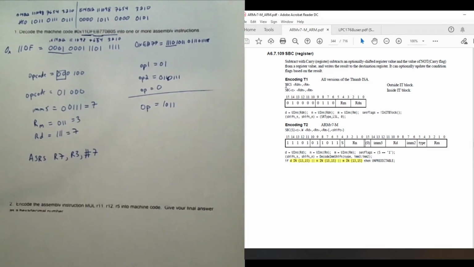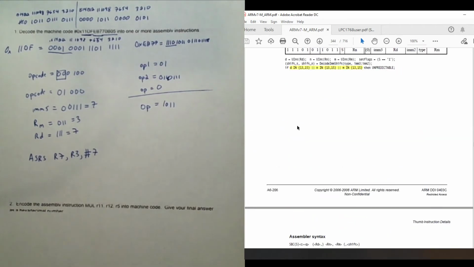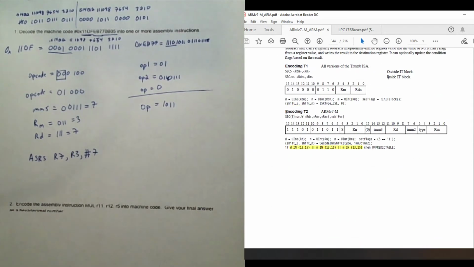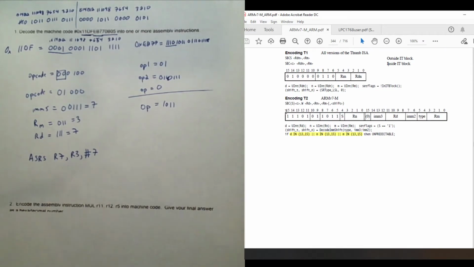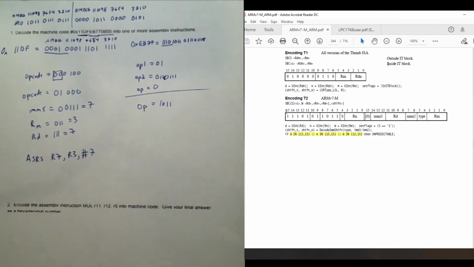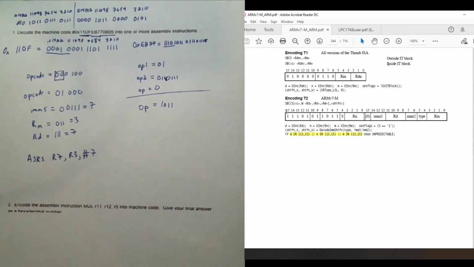So there are multiple encodings here, but of course we know that this is a 32-bit instruction, so it's not either of the 16-bit versions. We should match this up with the encoding T2, which is the 32-bit version of this encoding. So now, again, I'm just pulling out the bits that I need from the bits that I was given to figure out what all of these fields are.